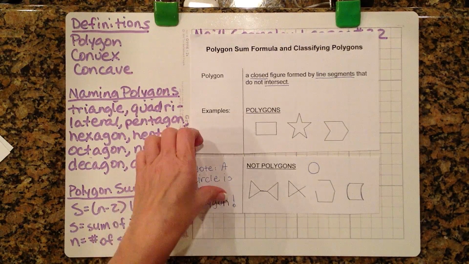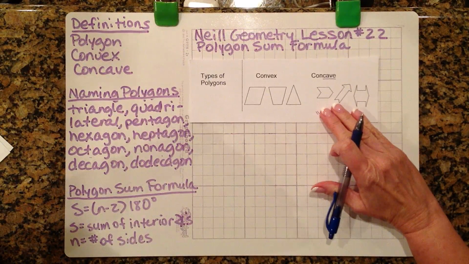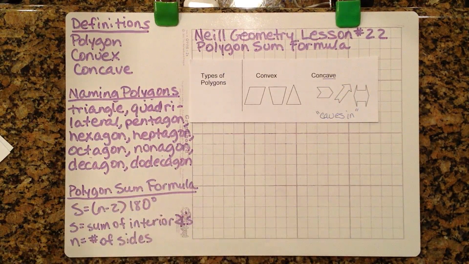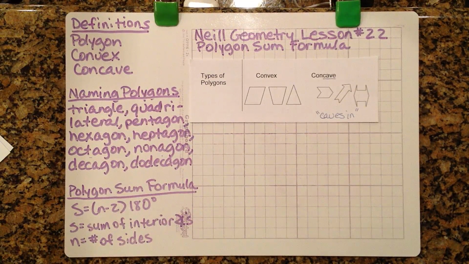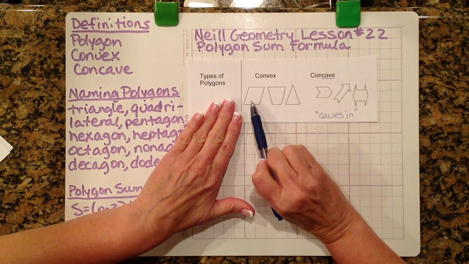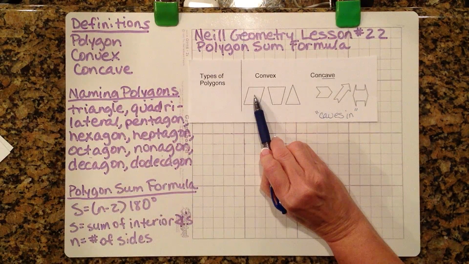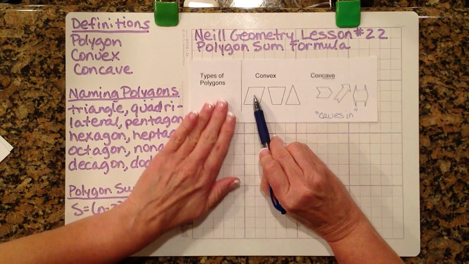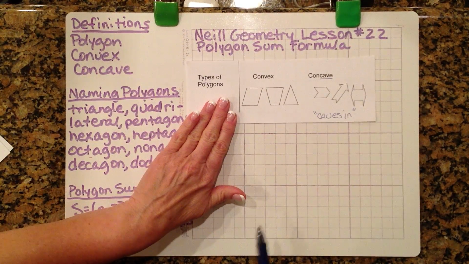Let's look at two more terms now. Let's go to convex and concave. Okay, these are some types of polygons that you might see. Convex is nice and regular. If you notice, it looks like a nice figure. It is closed. The line segments are really nice.